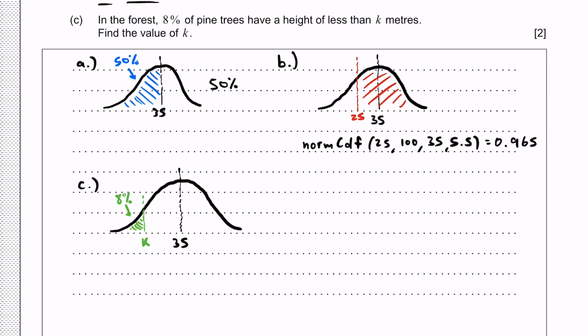So let's go back to the document and write this out. Here we have inverse normal. Area, 8%, sweeping from left to right. Mean, and standard deviation. And once again, our answer is 27.27, or we can write this as 27.3 meters to 3 significant figures. All right, not a bad question.